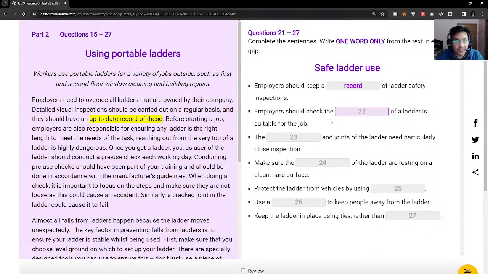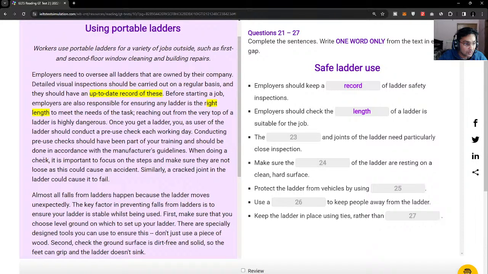Employers should check the dash of a ladder is suitable for the job. Before starting a job, employers are also responsible for ensuring any ladder is the right length to meet the needs of the task. Employers should check the length of a ladder. The dash and joints of the ladder need particularly close inspection. So our keyword here is joints. Okay. A user of the ladder should conduct a pre-use check each working day, and make sure the steps are not loose. Similarly, a cracked joint.